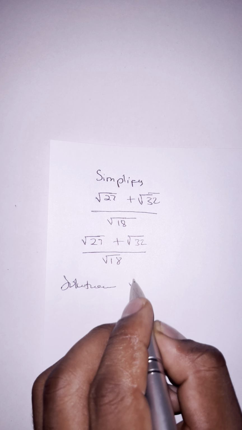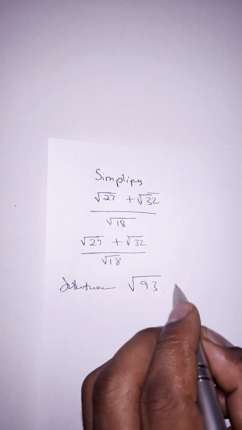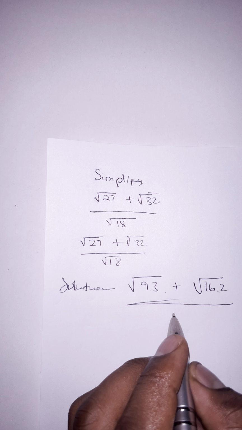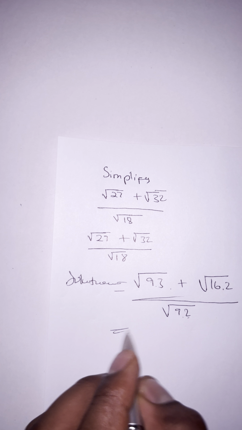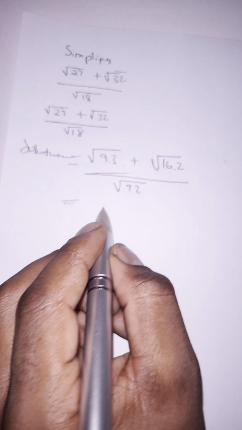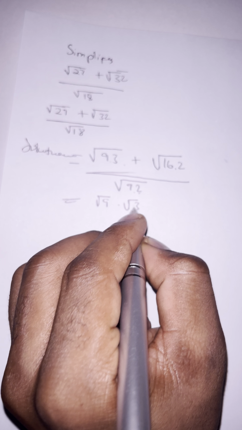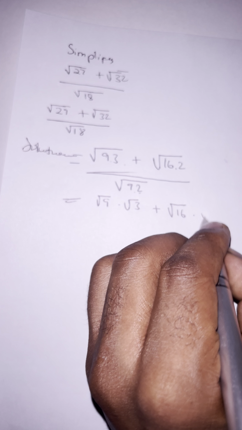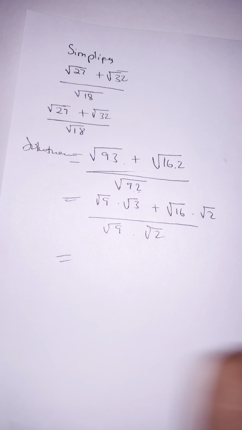The solution says the square root of 27 is the same as the square root of 9 times 3, plus the square root of 32 is equal to the square root of 16 times 2. 18 is the same as 9 times 2. So we have the square root of 9 times the square root of 3, plus the square root of 16 times the square root of 2, divided by the square root of 9 times the square root of 2.